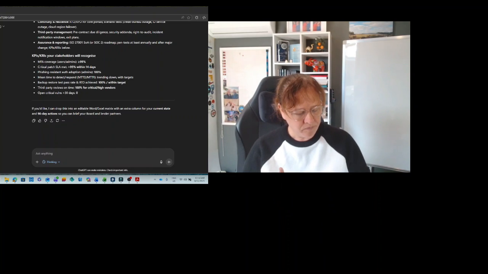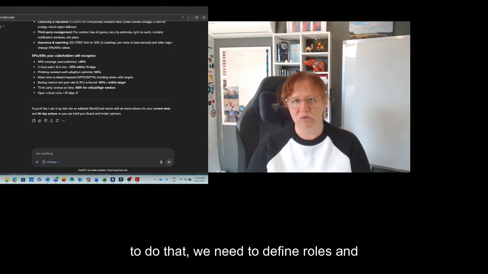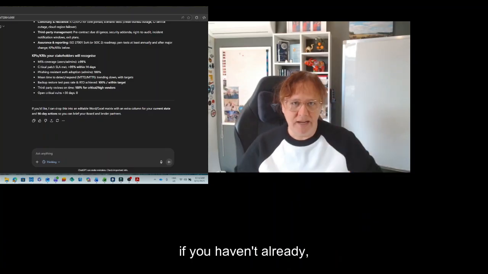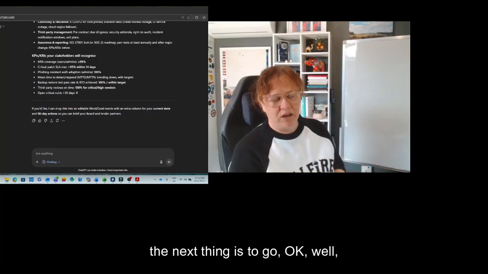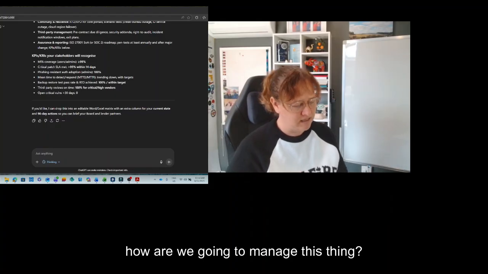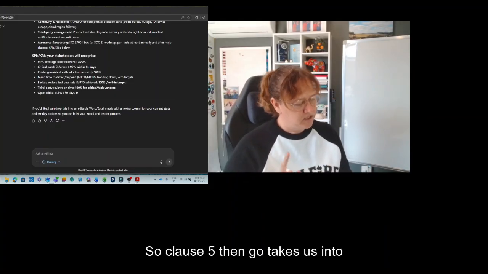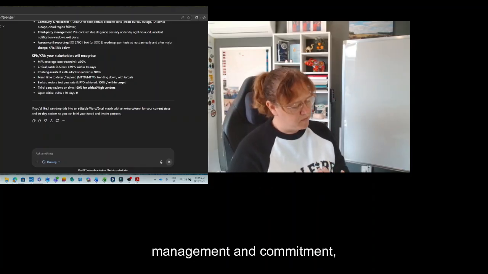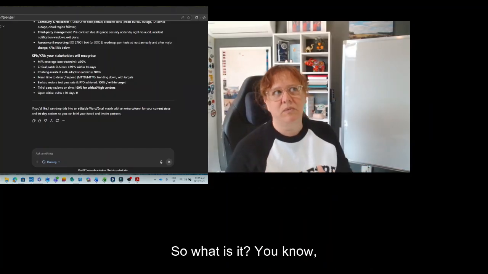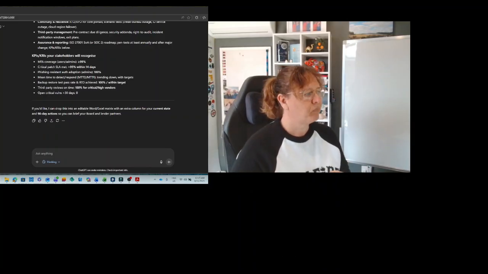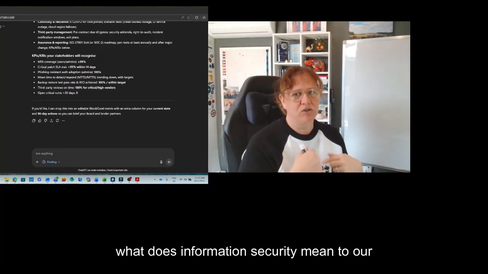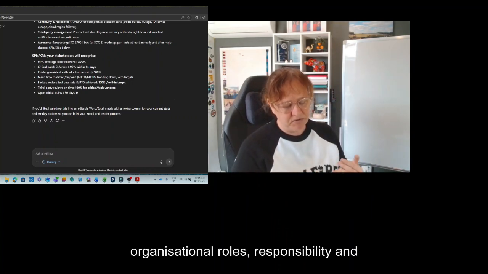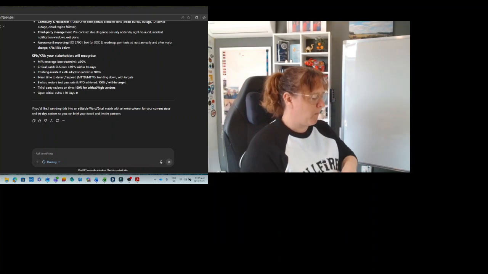So, to do that, we need to define roles and responsibilities. If you haven't already, the next thing is to go, okay, well, how are we going to manage this thing? What does it look like? So clause 5 then takes us into leadership, management and commitment, the policy. So what is it? What does information security mean to our business? And then organizational roles, responsibility and authority.